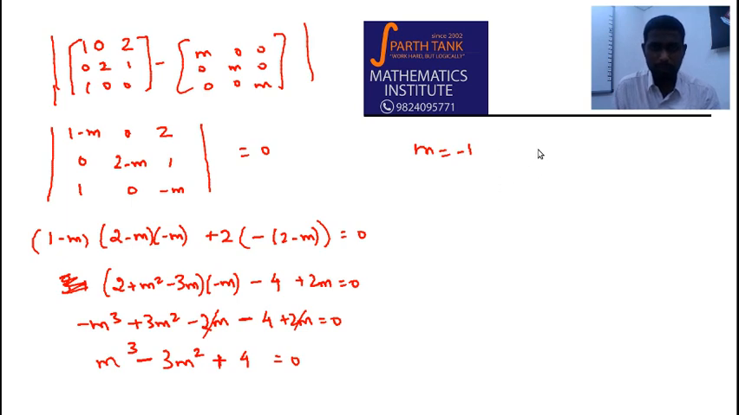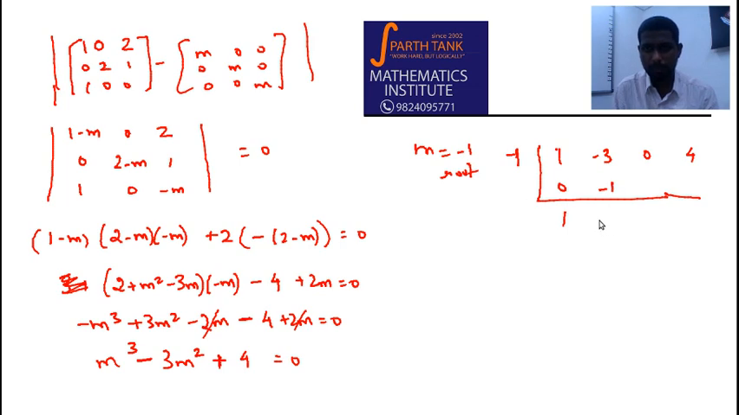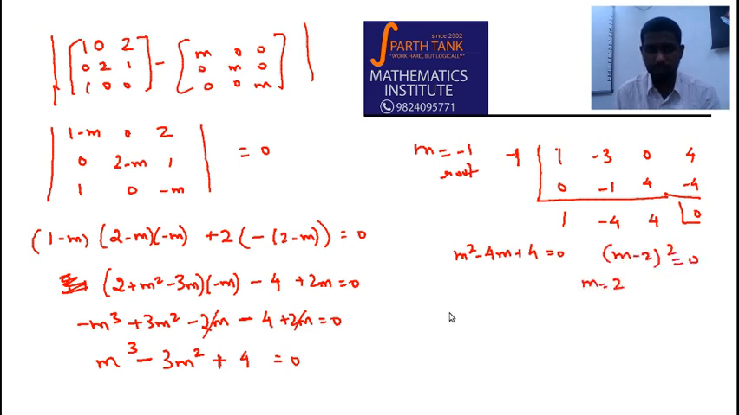Okay. Now to simplify this equation, you put m is minus 1 as the root, right? So I do the synthetic division again. 1 minus 3, 0 and 4, and put minus 1. So this becomes 1, minus 4, minus 1 times minus 4 becomes plus 4, and 4 minus 4 becomes 0. So the equation I have again is m squared minus 4m plus 4 is 0. Now this is nothing but (m minus 2) the whole square is 0, or m is equal to 2. So the two values of m are m is minus 1 and m is 2.